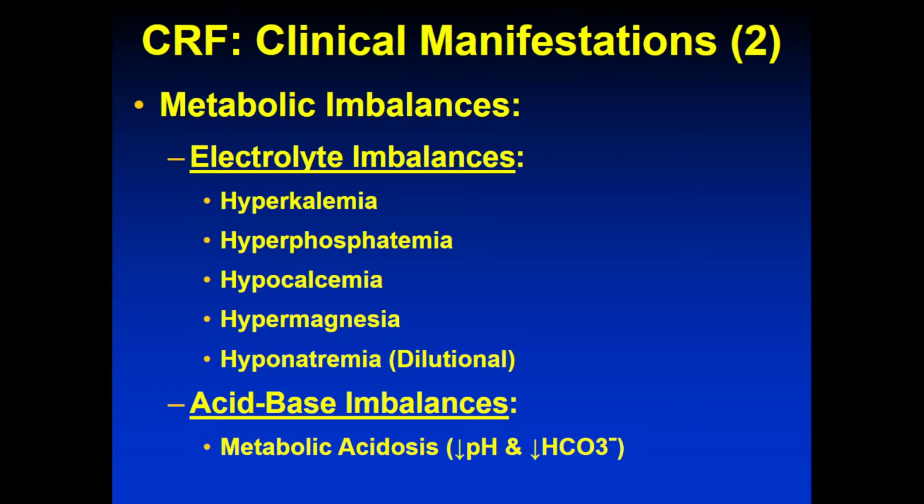The next, metabolic imbalances with electrolyte imbalances, which are hyperkalemia, hyperphosphatemia, hypocalcemia, hypermagnesemia, and dilutional hyponatremia. The next, acid-base imbalances with metabolic acidosis with low pH and low bicarbonate.